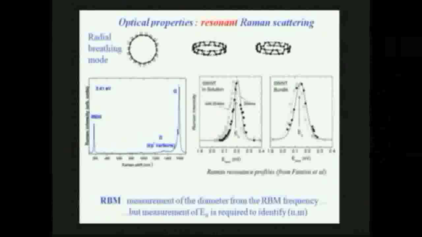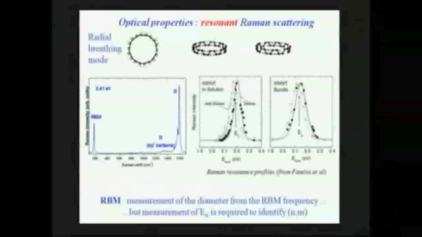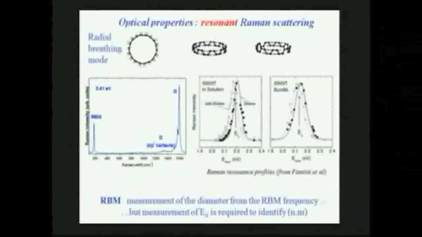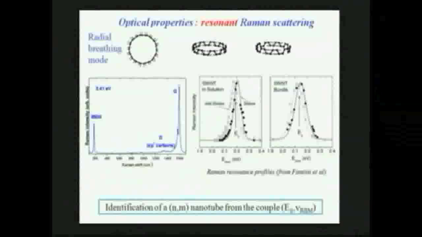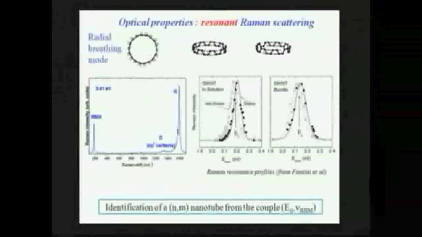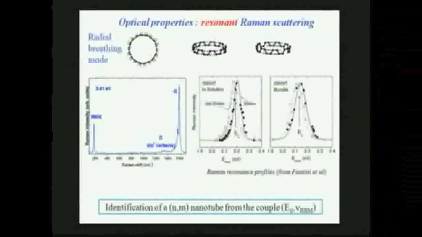And here you have an illustration. If nanotubes are individual in solutions, or if they are assembled in bundles in air, they don't have exactly the same transition energy. So in photoluminescence, we saw that we can identify a nanotube from the absorption and excitation energy. In Raman, you can also identify a nanotube precisely, providing you are able to measure both the radial breathing mode frequency and the resonance energy.